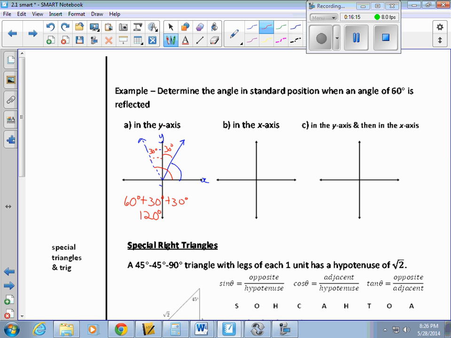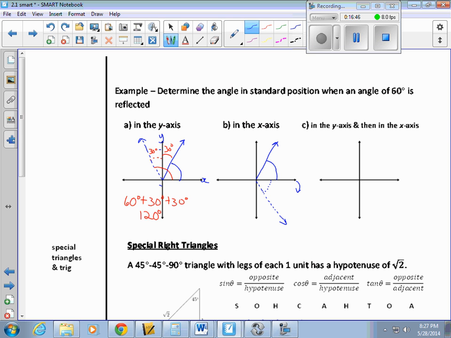So it's reflected in the x-axis, so then that means it's flipped down. So I'm starting here. This is my angle. A reflection in the x-axis means that it's going to be reflecting down this way. So that means it's going to look like that. So now the angle that I'm measuring, these two would be the same.